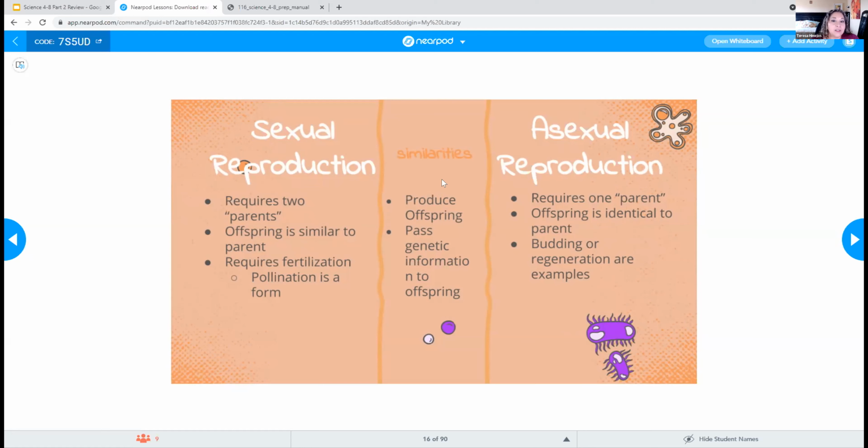Some similarities: they're going to produce offspring, obviously, and it all has to do with some sort of genetic information being passed down. With asexual reproduction, the genetic information passed from the parent to the offspring is identical. In sexual reproduction, it's going to be a little bit different. You get a little from mom, you get a little from dad, we mix them up together, and that's how we get the child.